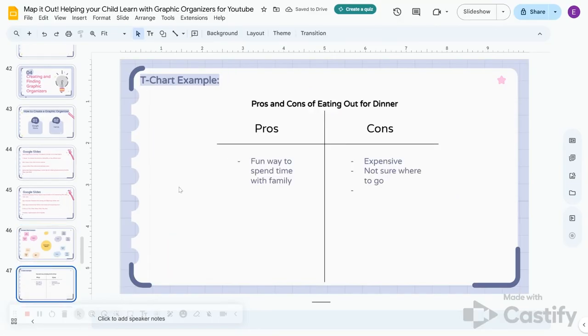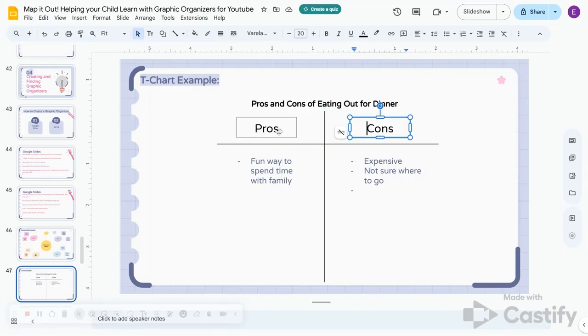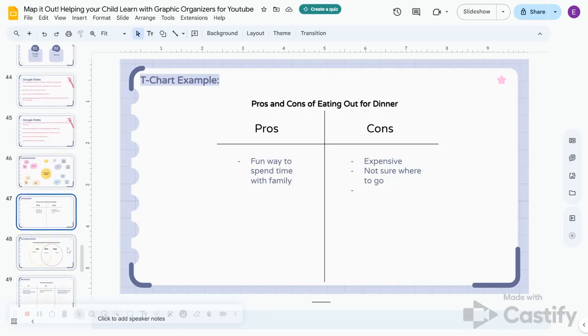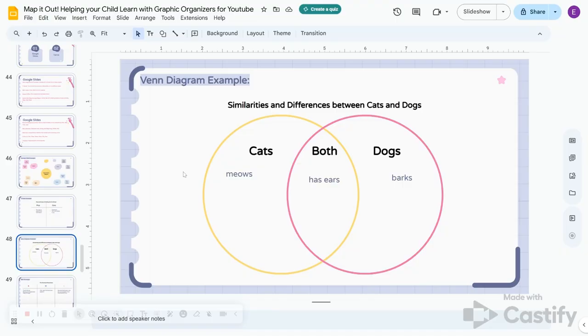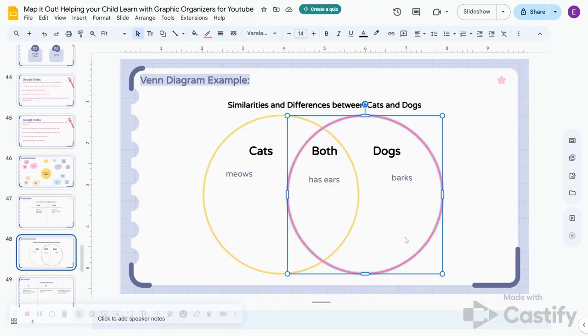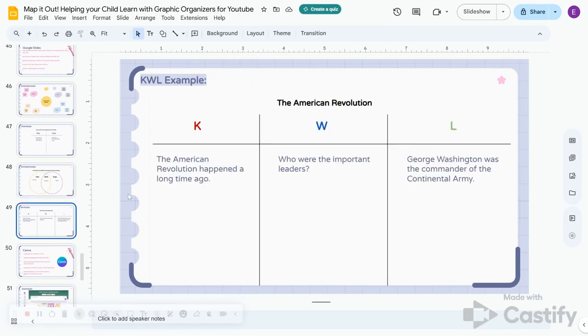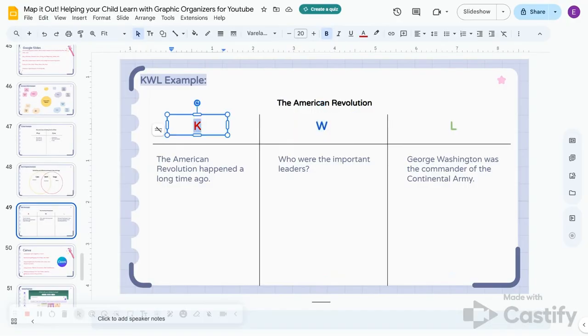And the next example is a T-chart graphic organizer. These are just 2 lines and text boxes. The pros and cons of eating out for dinner. In the Venn diagram example, we have 2 circles and they meet in the middle. Super simple to make. And finally, the KWL. You can see it's lines, text boxes, and maybe colors to help sort ideas.